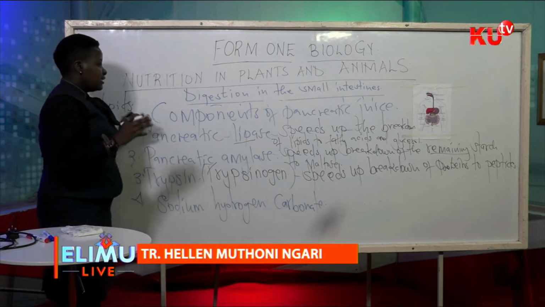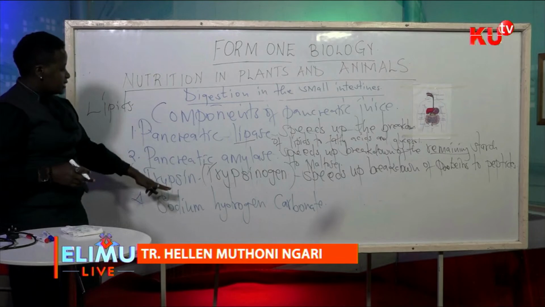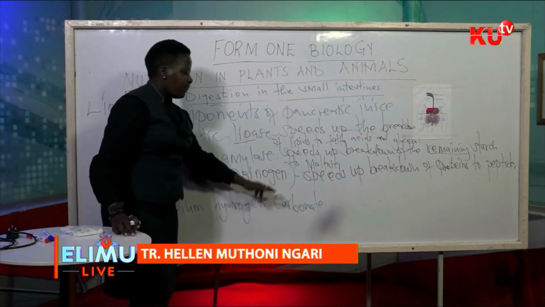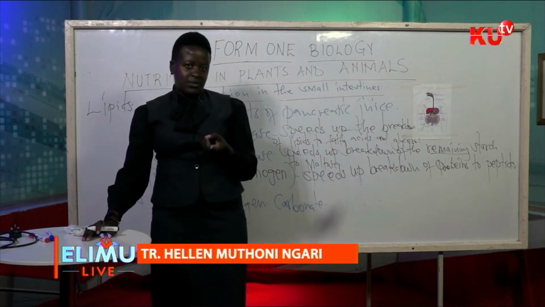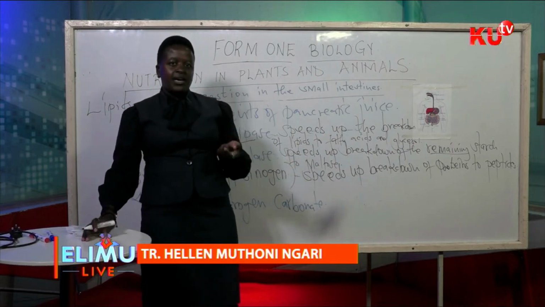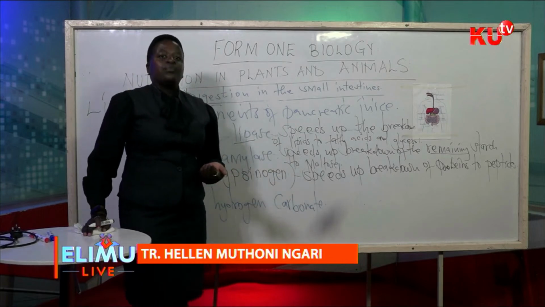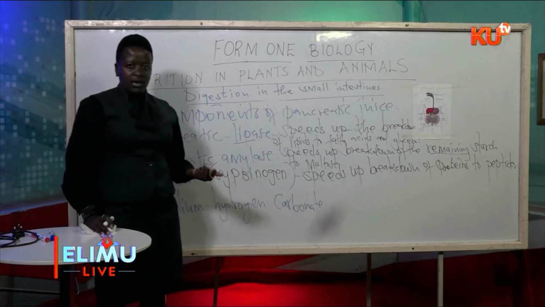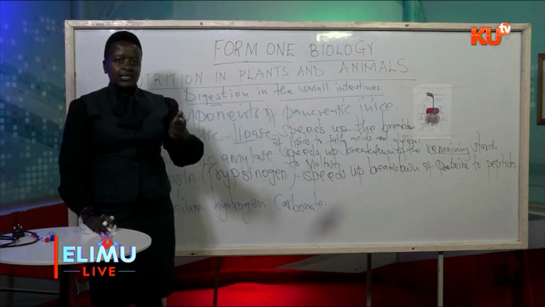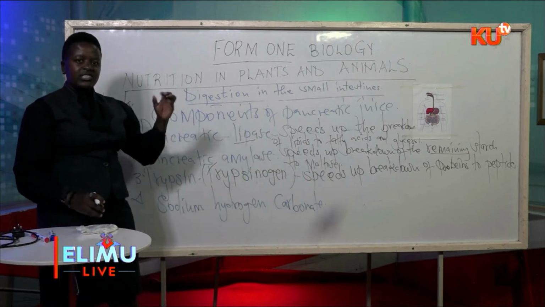So the last component of the pancreatic juice is sodium hydrogen carbonate. Sodium hydrogen carbonate is just a substance. It is not an enzyme. I repeat, it is just a substance, but not an enzyme. Sodium hydrogen carbonate has one main function. It assists the bile juice in neutralizing the acidic chyme.